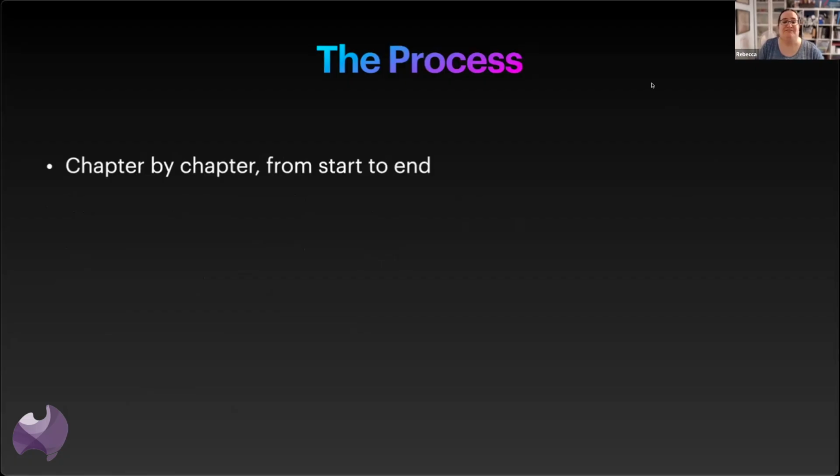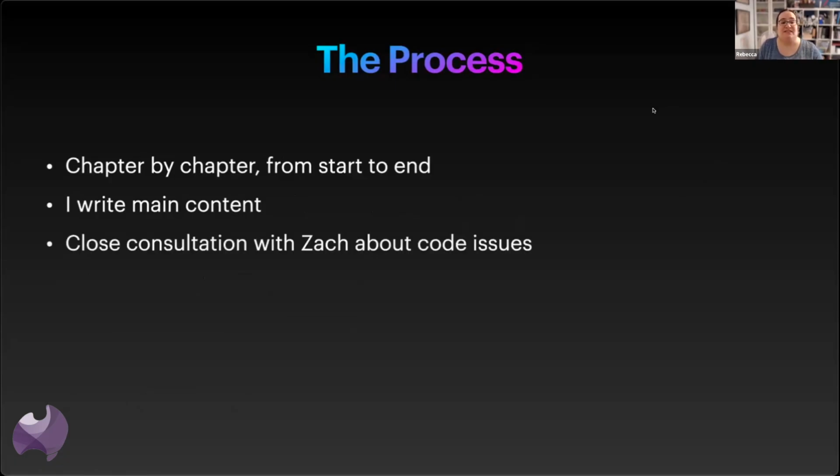The process of writing was pretty straightforward. We went chapter by chapter from start to end. I was the main author of the book, so I was writing the main content. I was in close consultation with Zach about code issues to make sure that I was teaching the framework in the way that he wanted it to be understood by people. That was my primary goal with the book, to do things the way that he wanted them to be used and learned. So we found many bugs.